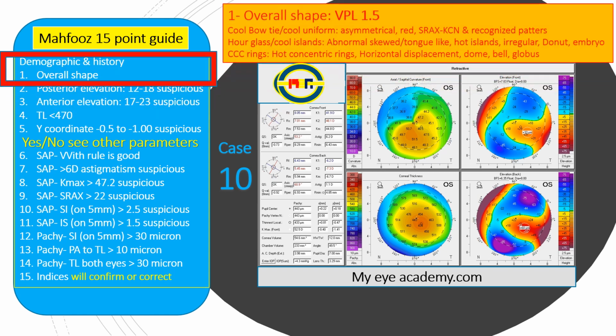First of all, look at the overall shape. It's a hot bow tie, and it's an asymmetrical hot bow tie. Look at the island, the hot color of the hourglass appearance, and the hot concentric rings. These are concentric rings, but these are hot. So all the shape parameters or shape patterns are abnormal.